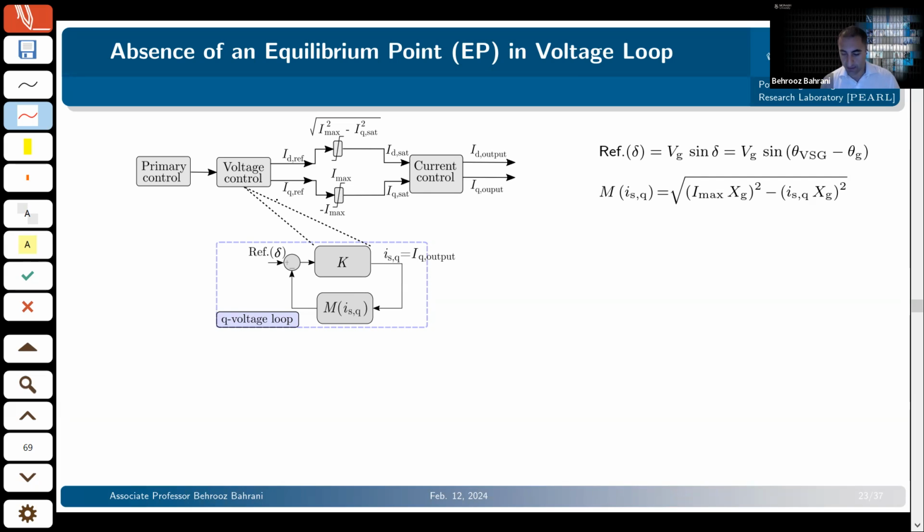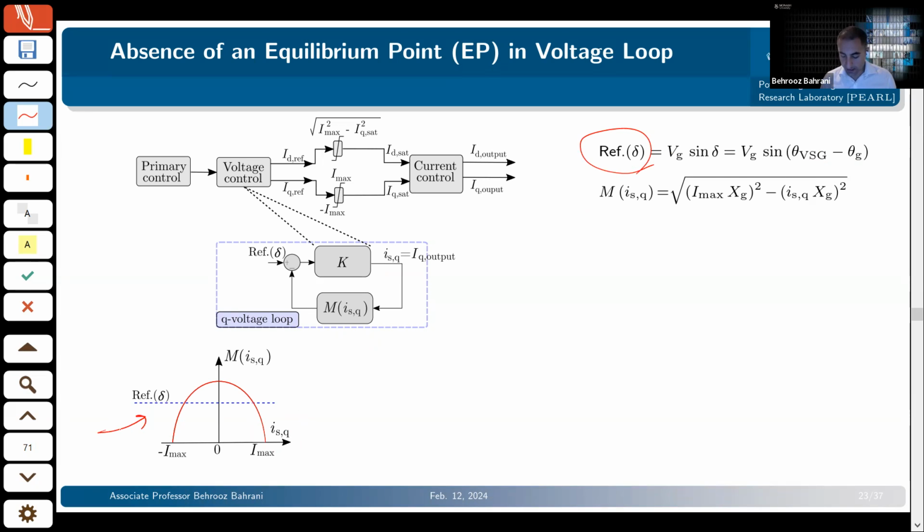The details of that are in a paper that I'll show in a second. And we realized that we can, again, reformulate the control structure in this format. And there is this reference delta, which is nothing but VG sine delta VSG minus delta G, essentially the phase difference between the grid forming inverter voltage and the grid voltage. And this M is this function. Now, in normal operation, we looked at this M and it looks like this as a function of ISQ. That reference delta is something like this.